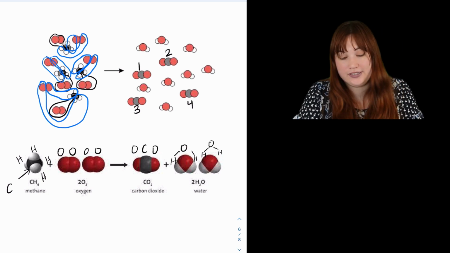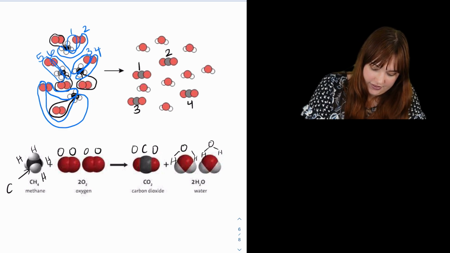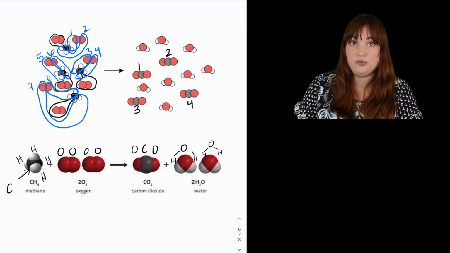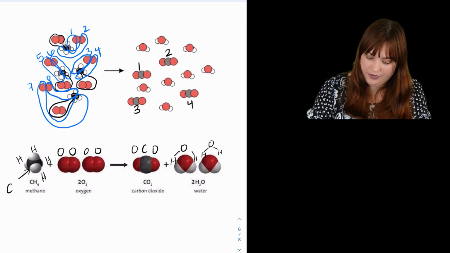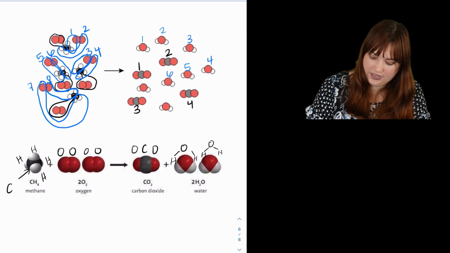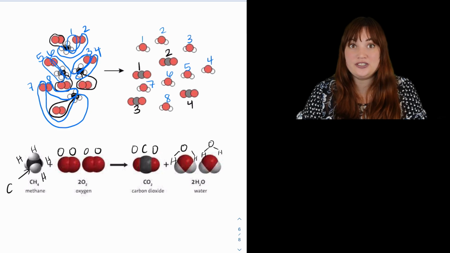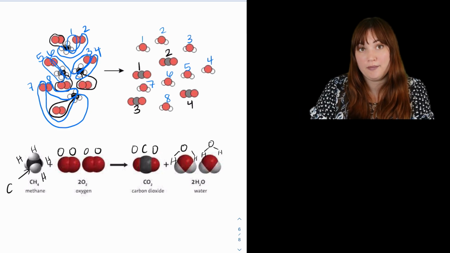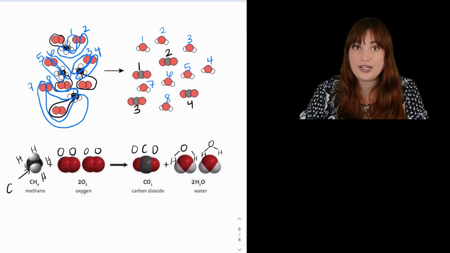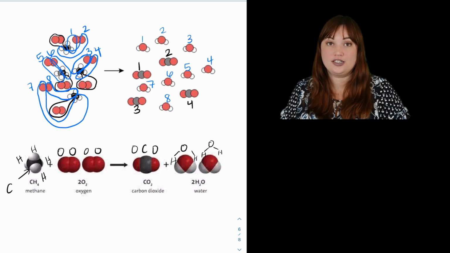Okay, it's kind of a mess, but let's go back and count. 1, 2, 3, 4, 5, 6, 7, and 8. I should have 8 water molecules in the products. Let's see. 1, 2, 3, 4, 5, 6, 7, and 8. Perfect. So now we see from start to finish how we can use a particle model to show how chemical reactions take place. The bonds break in the reactants and they rearrange to create products.